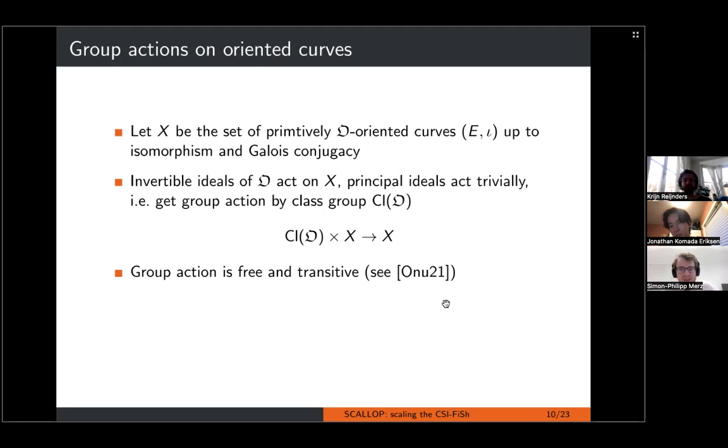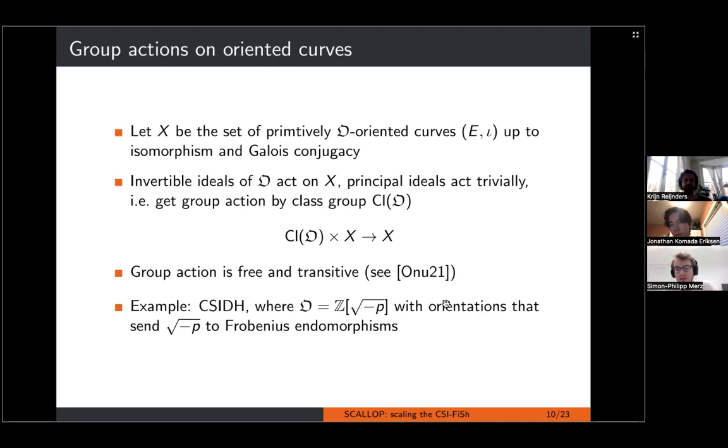Now, this is all quite abstract. Let's look at one example. One example is CSIDH. CSIDH is the orientation of Z by the order Z[√−p], where the generator √−p is mapped to the Frobenius endomorphism of F_p curves.